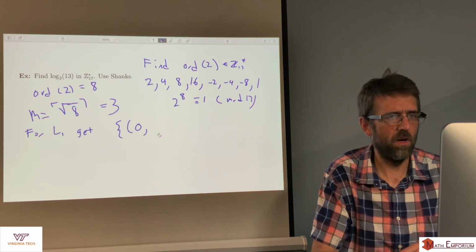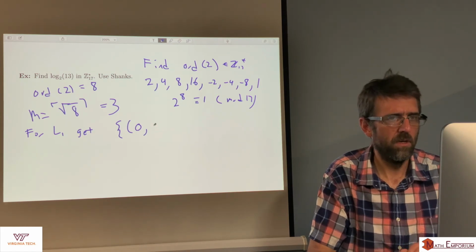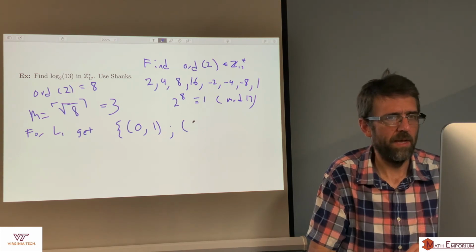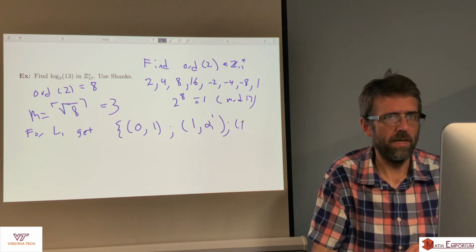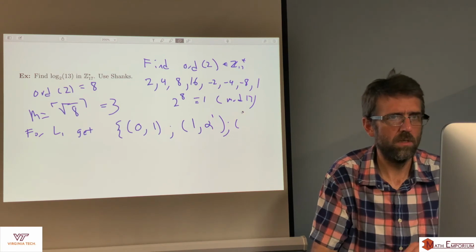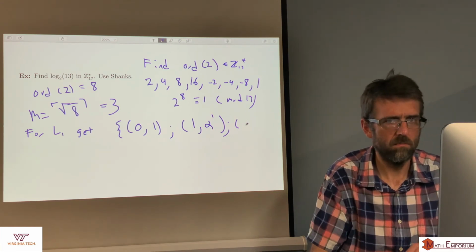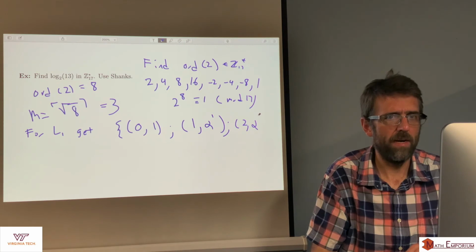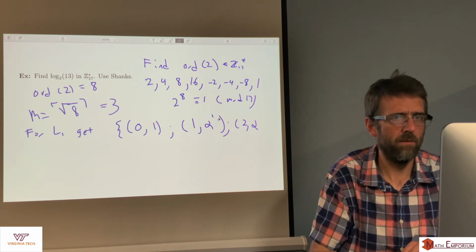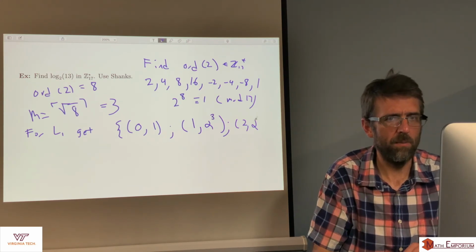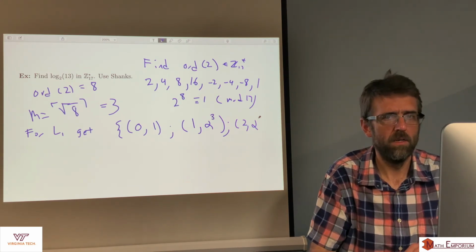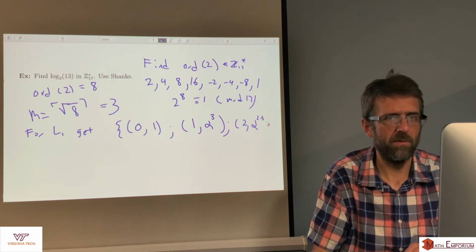alpha to the 0 is 1. Okay, but then I'm going to get 1, all right, alpha to the 1. And then I'm going to get 2 alpha, sorry, not alpha to the 1, rather 1 alpha to the m. Cubed, and then I'm going to get 2 alpha to the 2 times 3, or alpha to the 6.